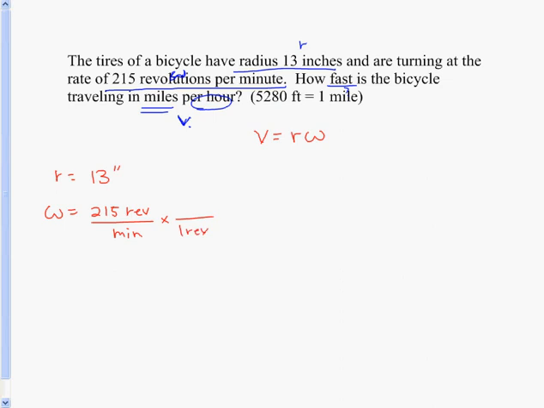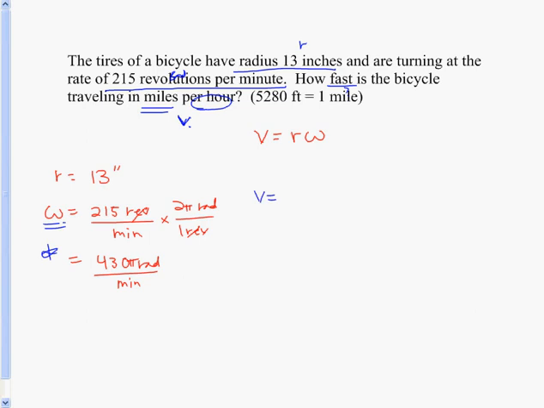So one revolution is 2 pi radians. We're just making a quick conversion. 215 times 2. Everybody yell 430. Okay, radians per minute. Alright, so I just made a quick modification to my angular velocity, and now I'm going to use it.